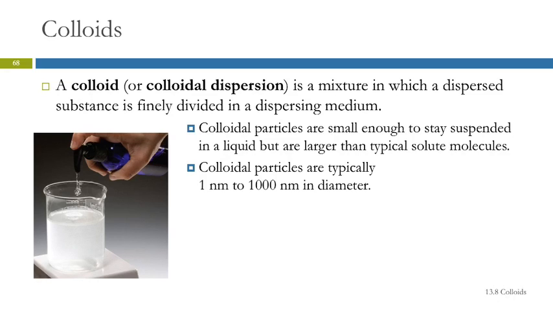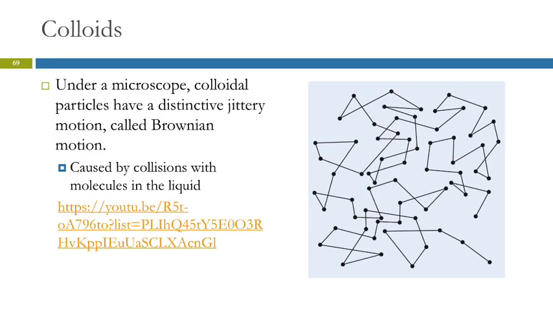That's not a colloidal dispersion, because if you let that solution sit, the solid particles will fall out of solution. They're too large to stay suspended. So a colloid is sort of in between a true solution and a mixture of solids and liquids. Under a microscope, the colloidal particles have this jittery motion called Brownian motion. And that's caused by collisions that they're having with the water molecules.